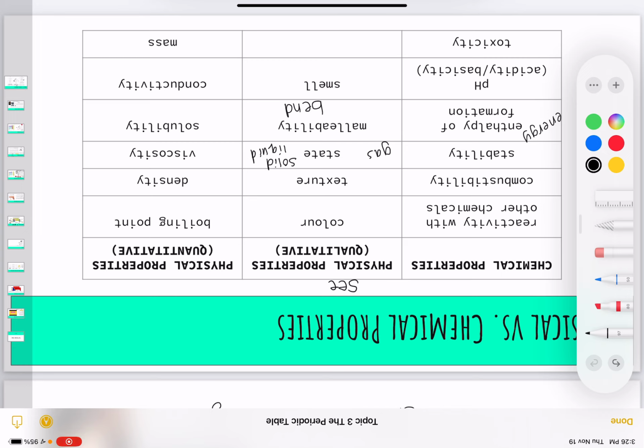And then our physical properties which are quantitative. So quantitative is normally numbers. You can write down some sort of numbers. This is our boiling point, density, viscosity, solubility, conductivity, and mass. So these are all different physical versus chemical properties that we can have.